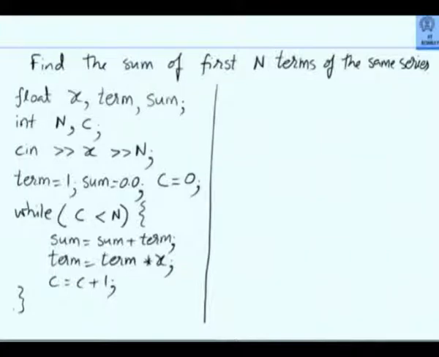Now let us see how it will execute. Let us assume n is equal to 3. I want to add 3 terms. Let us confirm whether this will add 3 terms or not. First time, c is 0, you come inside, what you are doing, sum is equal to sum plus term. You are adding the first term. Now you increase the term, c becomes c plus 1, which is 1. Is 1 less than 3? Yes. You will again come inside.